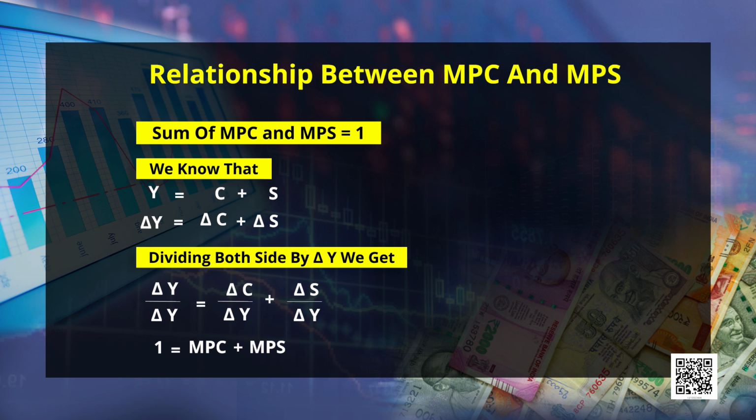So MPC is depicted by the formula delta C by delta Y. MPS on the other hand is depicted by the formula delta S divided by delta Y. So when we add delta C and delta S and divide it by the LCM, that is delta Y, we get delta C plus delta S divided by delta Y equal to delta Y by delta Y, and when we cancel the numerator and denominator, the remainder is 1. So this proves that MPC and MPS when added yield the sum as 1.